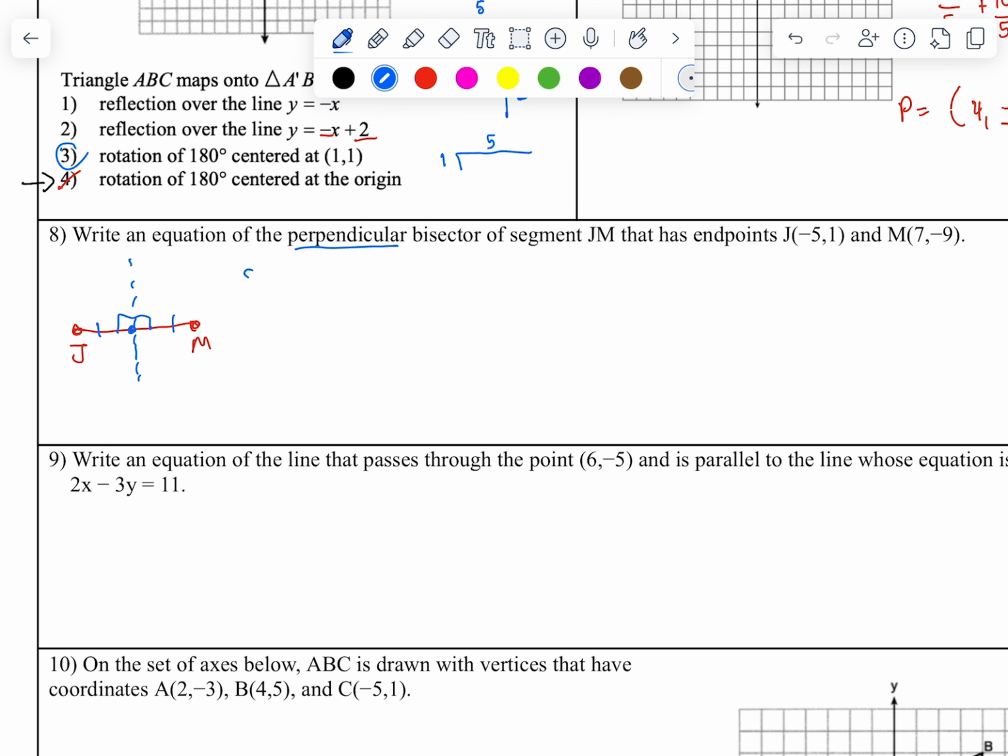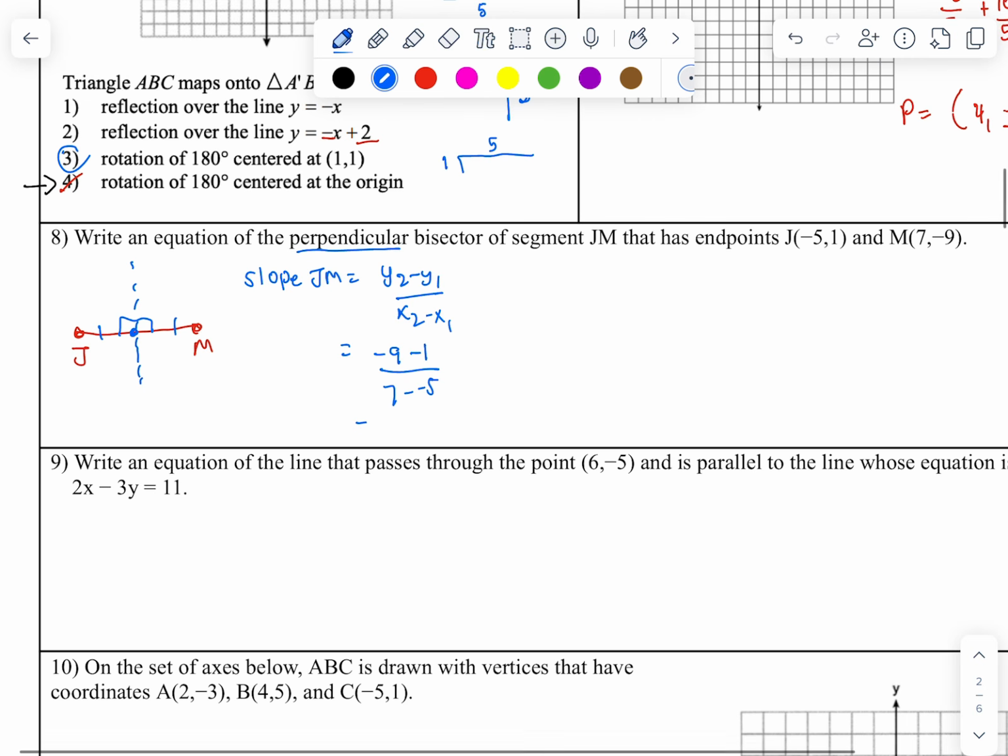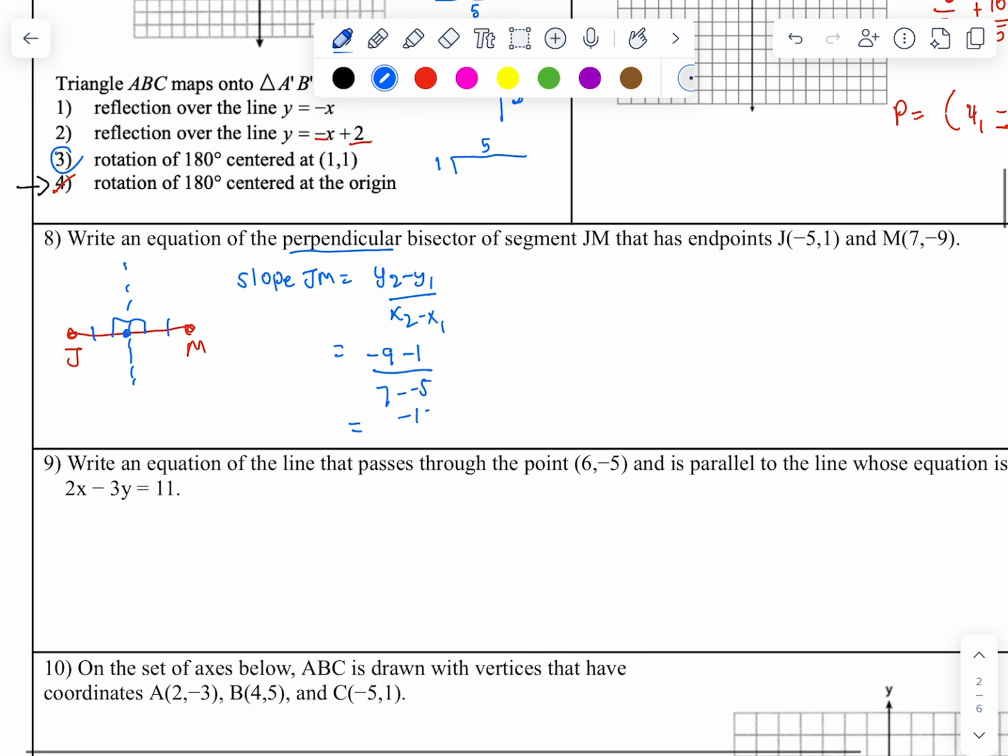And in order to do that, first I need the slope of JM. And I'm going to use the slope formula. If I plug in, -9 minus 1 over 7 minus -5, that's -10 over 12, and in simplest form, that's -5 over 6. So then the perpendicular slope would be the opposite reciprocal, which would be 6/5, opposite signs and flip the fraction.